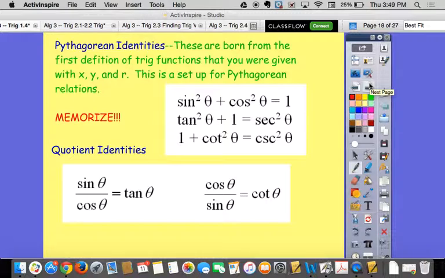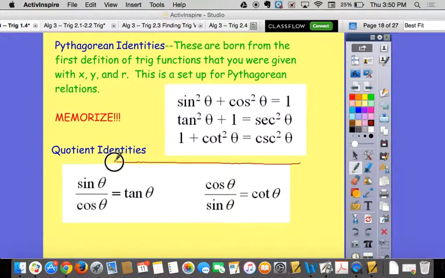Now, here we go again with memory. You have got to get these memorized. Especially these Pythagorean identities, it's not something we're going to use a whole lot right now, but come chapter 5, we definitely will be using those. I will show you a little device in just a minute to help you remember those, possibly.